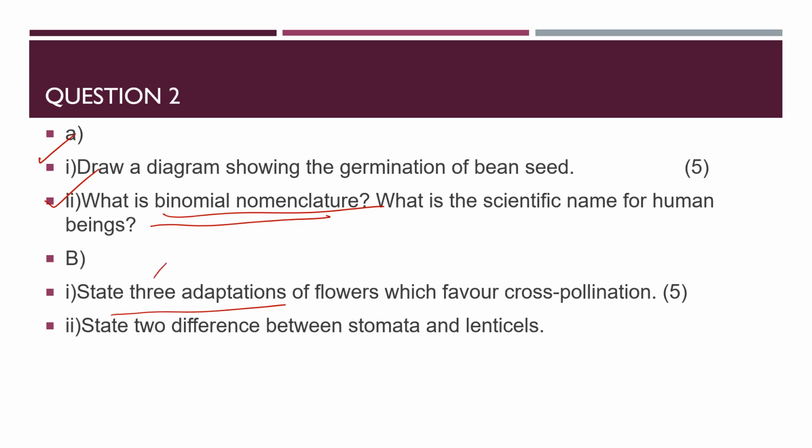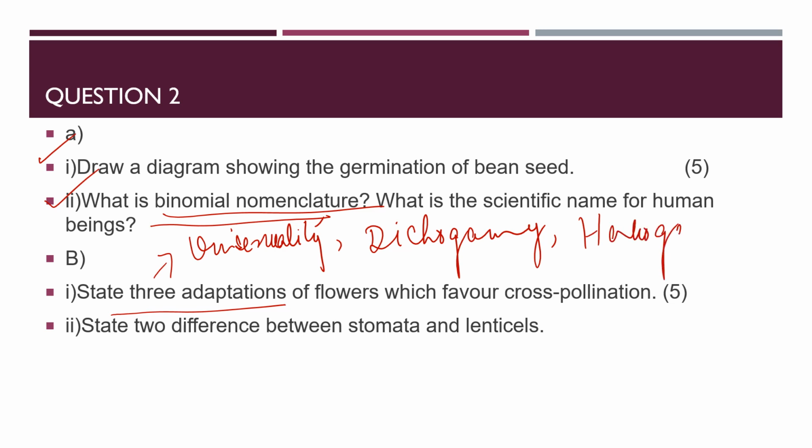So I have discussed here 4. I am telling you. First one is unisexuality. Then next one is dichogamy. The next one is hercogamy. And the last one is self sterility. So these are the four adaptations of the flowers in favor of cross pollination. Now state 2 differences between stomata and lenticel. So these 4 you just need to discuss a little bit, one line each.